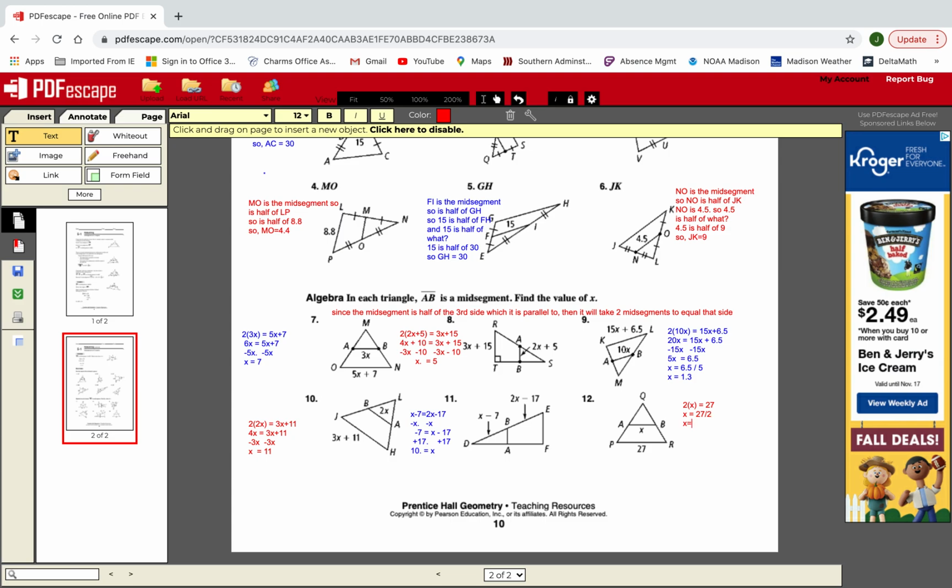And you can think of this a number of different ways. You could actually leave it like that. 27 divided by 2 is a perfectly fair answer. 26 divided by 2 would give you 13. So 27 divided by 2 would give you 13.5.